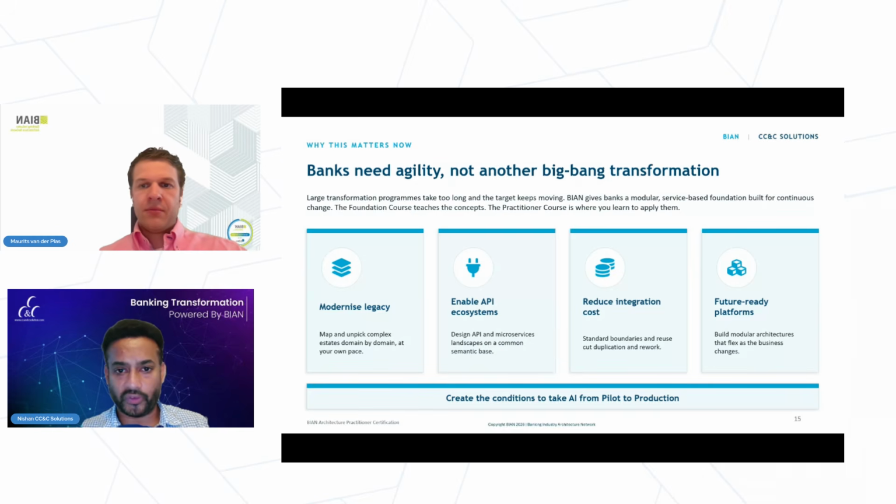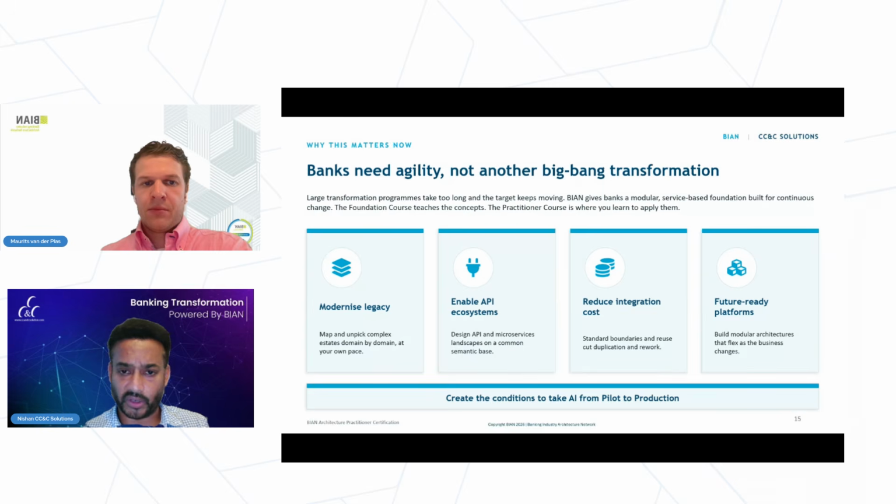The courses that Maurits has mentioned help you with that. So the foundation course, as Maurits said, teaches you the concepts. The practitioner courses are where you learn to apply these. And so if we look across what are the key areas that BIAN has really helped shift the dial, any bank that's modernizing its legacy will benefit significantly from BIAN's reference architecture and its composable model.